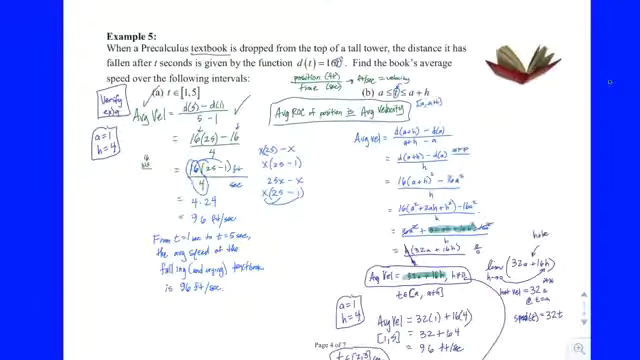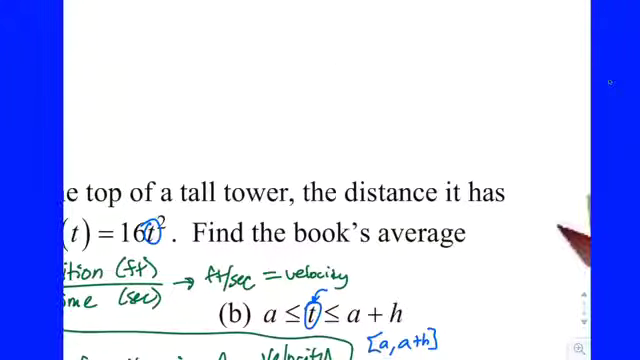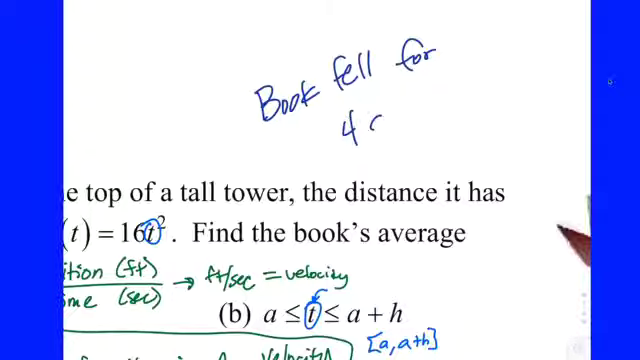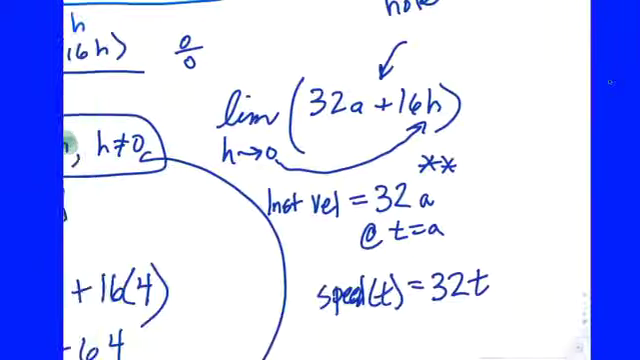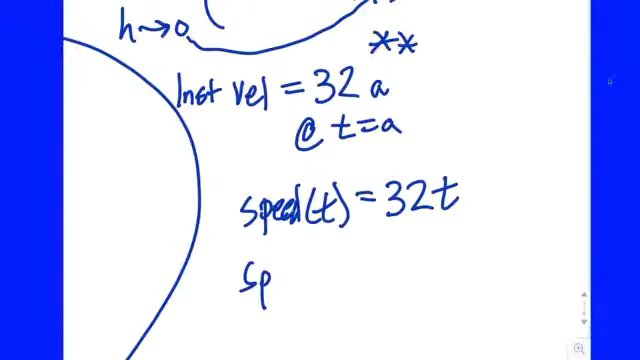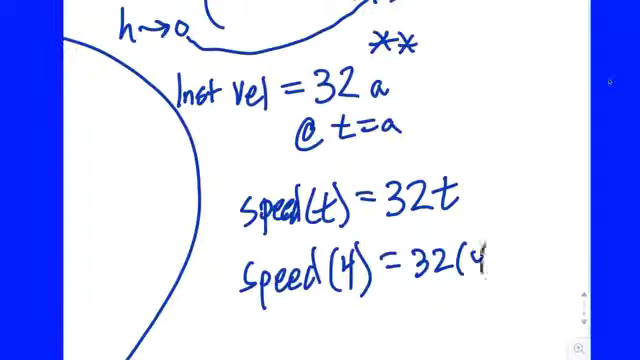Do we know when the book hit the ground? We don't know when the book hit the ground, but let's say that the book fell for 4 seconds, okay? Can we find now how fast the book was going when it actually hit the ground? We can. We just let a equal that time, or we move it back to t. We find the speed function at 4 seconds. That's just 32 times 4, which is 128 feet per second.